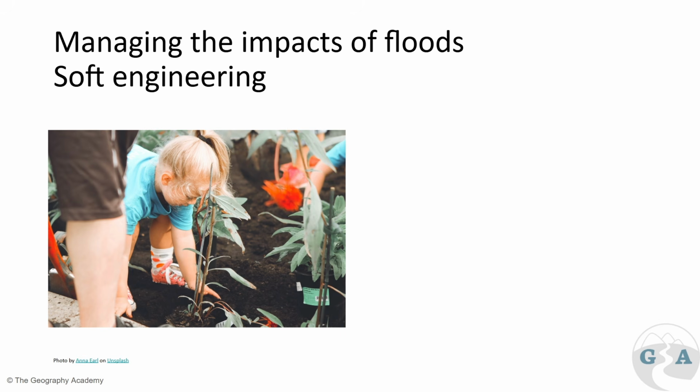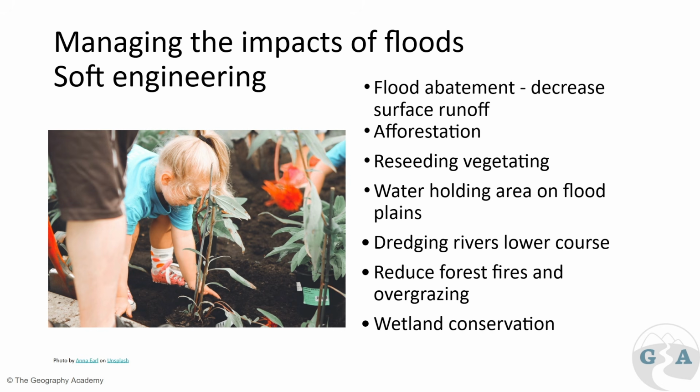Soft engineering involves more long-term techniques: afforestation, reseeding vegetation. Getting more and more vegetation means we have more intercepted storage, and we're going to have more evapotranspiration out into the atmosphere. We're going to allow for more infiltration into the soil, which means more soil water store capacity is filled and the groundwater store is also recharged. This means not all the water goes into the river channel, and this is probably the most effective of the engineering methods in the long term. We can see other things that relate directly to that, like reducing forest fires and overgrazing. We want to keep as much vegetation intact as possible.